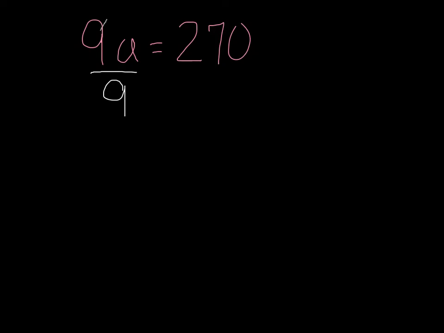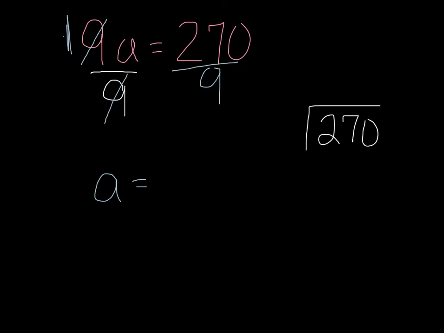So then we have 9 divided by 9, which equals 1. And 1 times a is just a. Since we divided by 9 on one side of the equation, we have to divide by 9 on the other side of the equation. So 270 divided by 9, if you need to work it out off to the side. Let's do that. 270 divided by 9.